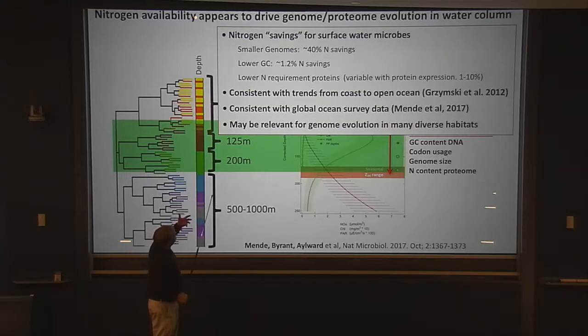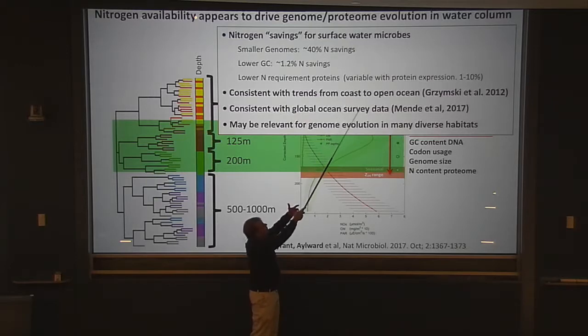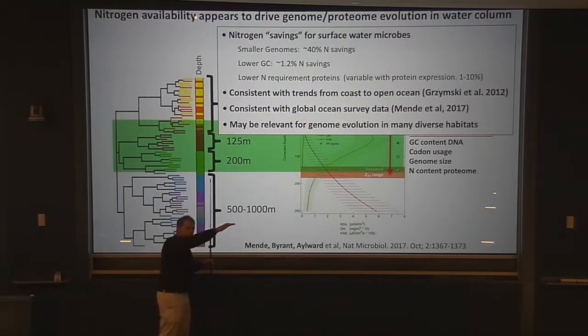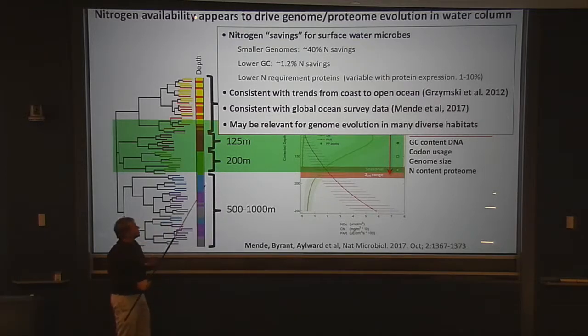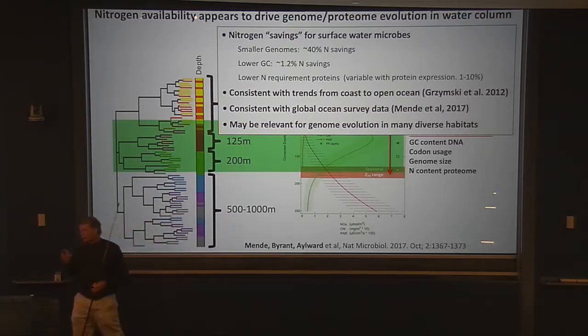What we can say about this is that it's consistent with trends that have been seen from nitrogen-rich coastal environments to the open ocean. So it's consistent with transects as opposed to profiles in the water column. It's also consistent with global ocean survey data from many other places, not just Station Aloha. We think this may be relevant for understanding genome evolution in a lot of different habitats. We have some ideas and some data about that I can't talk about, but we're excited because understanding the relationships of even basic properties like this of genomes to the environment can teach us a lot about how microbes are evolving.